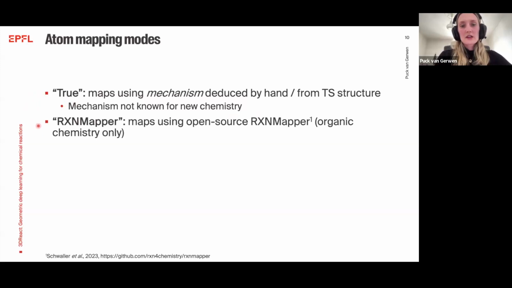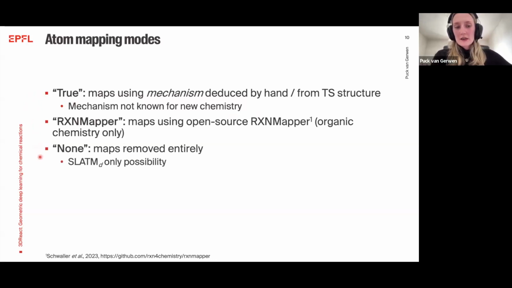And then we have this reaction mapper mode, which is mapped using a reaction mapper. And we also have a none mode where the maps are removed entirely. I will also use this reaction variation of Slatum as one of the baselines. It's worth mentioning that this model can only run in this mode. So even if you have atom maps, this kind of fingerprint method will not be able to use them.